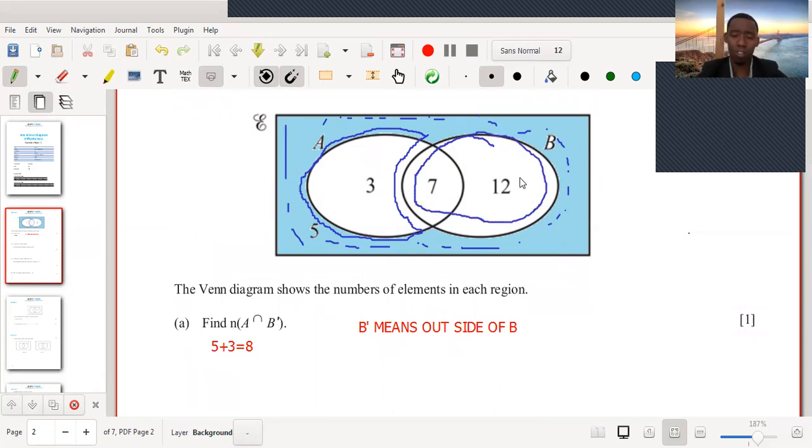So set B contains 19. And how many are there in total? We have 7, 12, 3, and 5. So in total, we have 5 plus 3 plus 7 plus 12. Then the probability of an element being in set B would be 19 over the total.